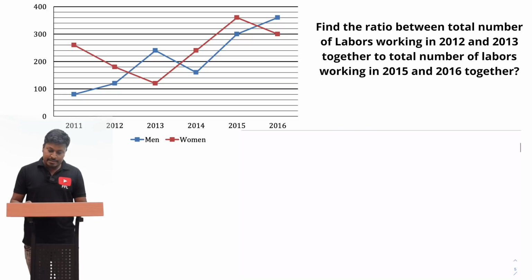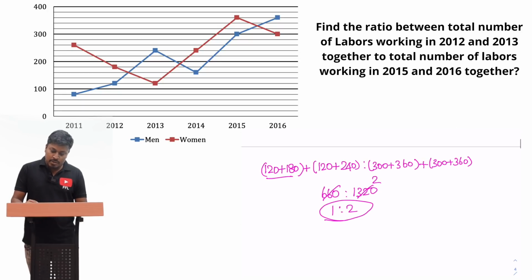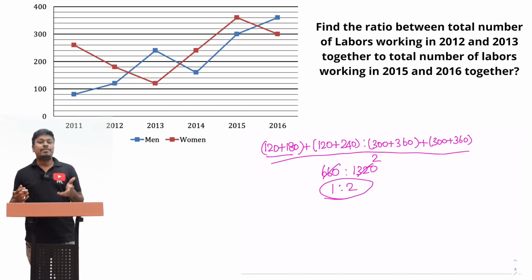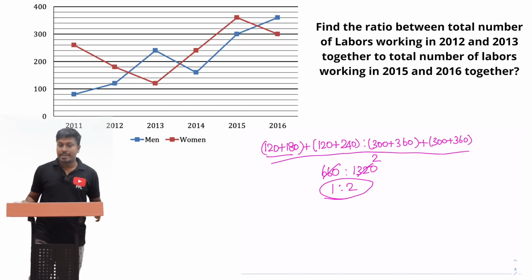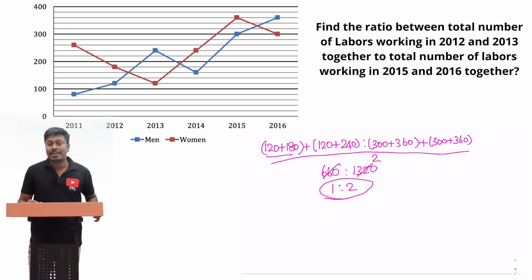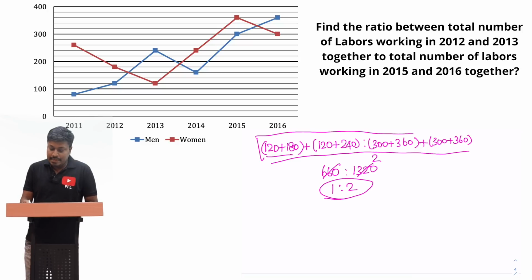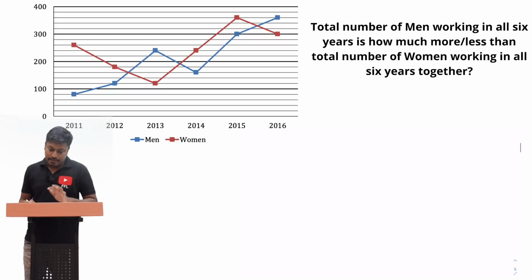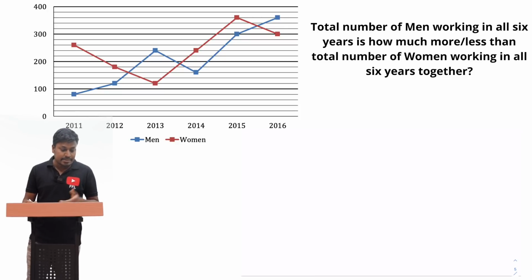Got it? So very simple. In the exams you don't need to write all these steps, right? It is not required. If you practice more, just by seeing the chart, try to find the answer. 120 plus 180 will be 300, right? You just try to write the values directly. If you write all these steps in the exams, it's a complete waste of time. Got it? So next question, that is the last question.